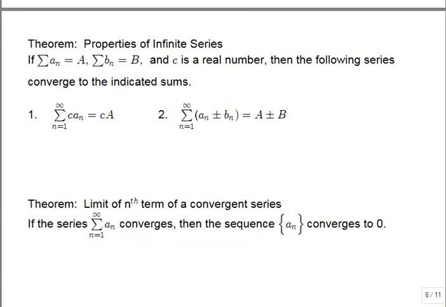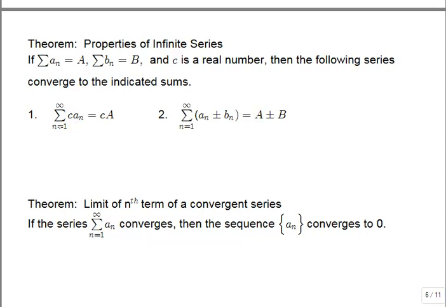Now a couple of theorems here for properties of infinite series. These should be fairly common sense. If we know that the sum of a sub n converges to A, and the sum of b sub n converges to B, and c is a real number, then the following series will converge to the indicated sums. So this says that if you have a constant multiplier, a c times a sub n, then that sum is going to converge to c times whatever the sum of just a sub n would be.